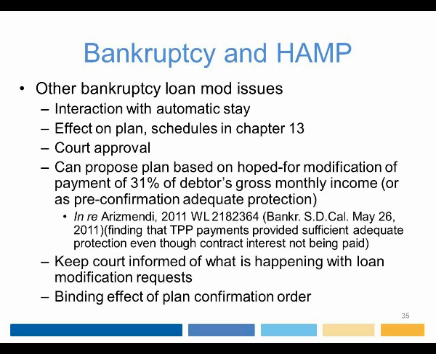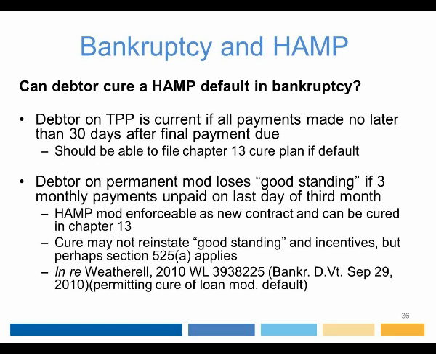Another important thing about Chapter 13 is that whatever gets put in a final confirmation order has a res judicata or binding effect, and that can be helpful, particularly if a servicer is saying that they didn't agree to a modification. In fact, I've given you some other cases on that issue, which you'll see in the slides in a moment.